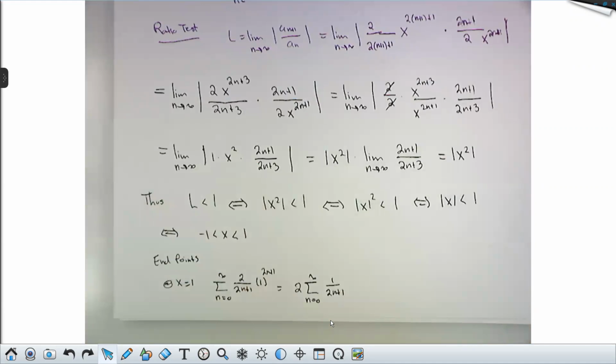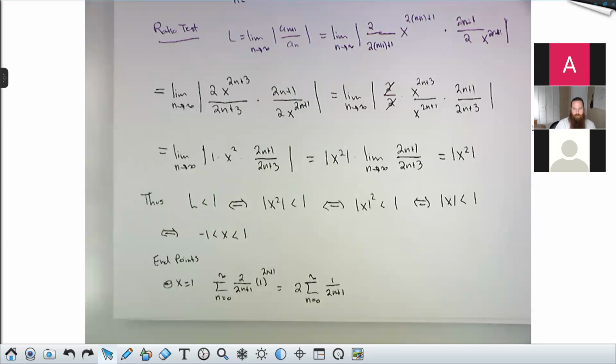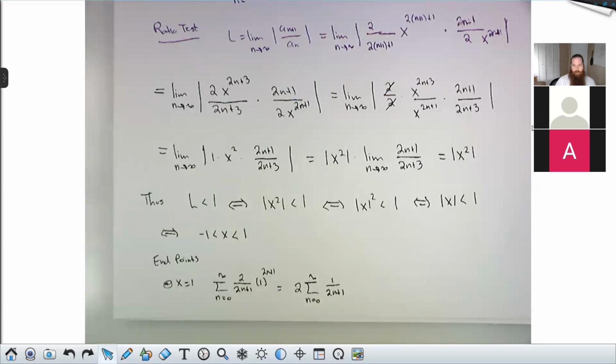Does this series converge or diverge? Yeah, Maggie in the chat is correct. Why does this series diverge? It's similar to the harmonic series, that's true. It's just the odd terms from the harmonic series, right? 1 plus 1/3 plus 1/5 plus 1/7 plus 1/9. So it's like exactly half of the harmonic series from a certain perspective.